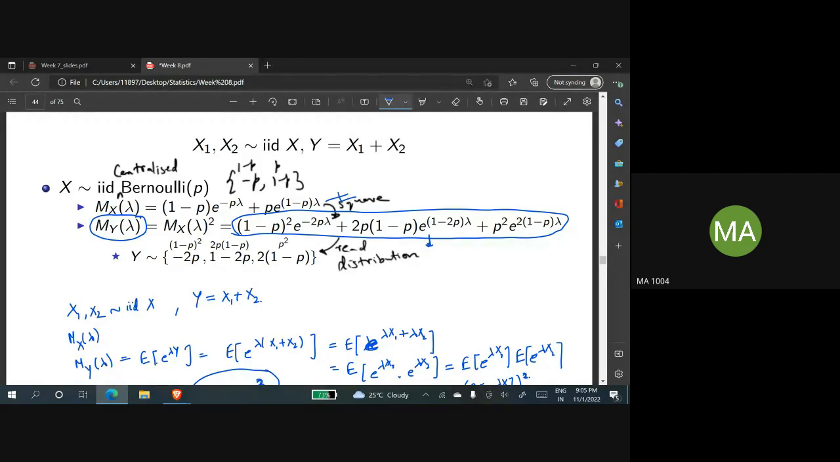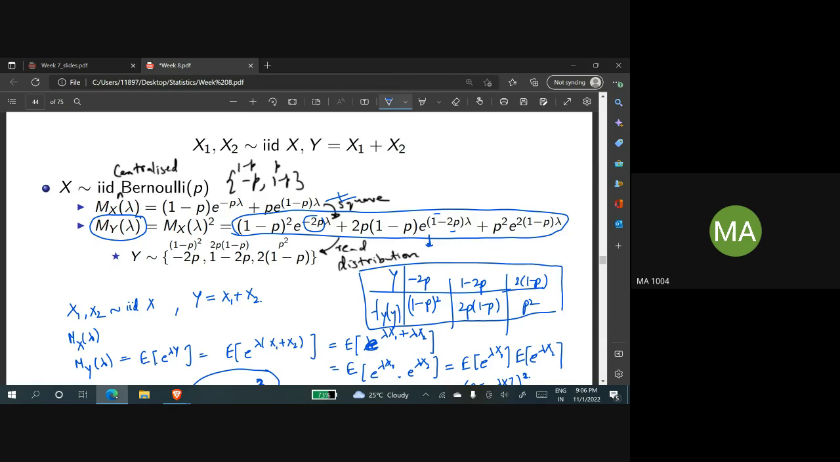Now, if you have to write the distribution for Y, what values is Y taking? We have to look for the coefficient of lambda. The coefficient of lambda is minus 2p, so minus 2p happens with probability (1 minus p) whole square. Then, the coefficient of lambda in the second term is 1 minus 2p, so 1 minus 2p happens with probability 2p(1 minus p). In the third term, we have 2(1 minus p), which happens with probability p square. So once you know the MGF for the random variable Y, you can easily find the distribution for Y, right?